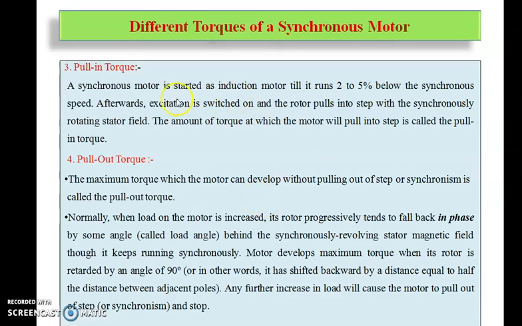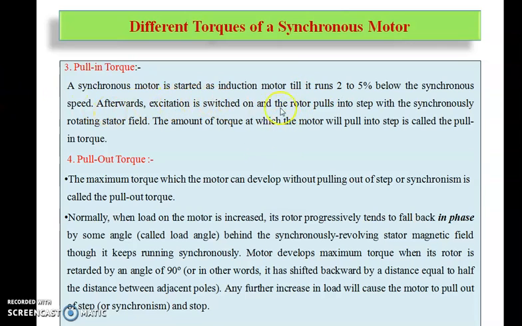Next, pull-in torque. A synchronous motor is started as an induction motor till it runs 2 to 5% below the synchronous speed. As we know, we are using a damper winding. By using damper winding, we start our motor normally as an induction motor. Until synchronous speed is reached, we run it like an induction motor, and once it comes close to synchronous speed, we give DC excitation.